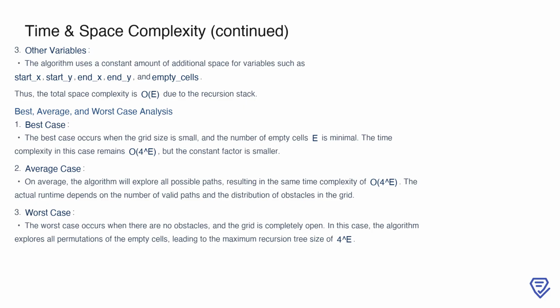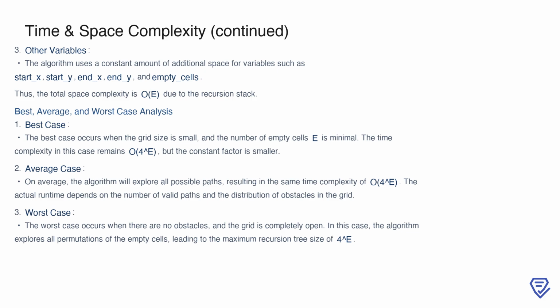Another minor factor in the space complexity calculation is the use of a constant number of additional variables. These include values like the coordinates of the starting and ending cells, as well as the count of empty cells. These variables require a fixed amount of memory, which is independent of the grid size or the number of empty cells. Consequently, they do not contribute to the asymptotic space complexity, which remains e. Now considering specific cases, the best case scenario occurs when the grid is small, and the number of empty cells is minimal. Here, the time complexity is still 4 to the power of e, but the actual runtime is faster due to fewer recursive calls.